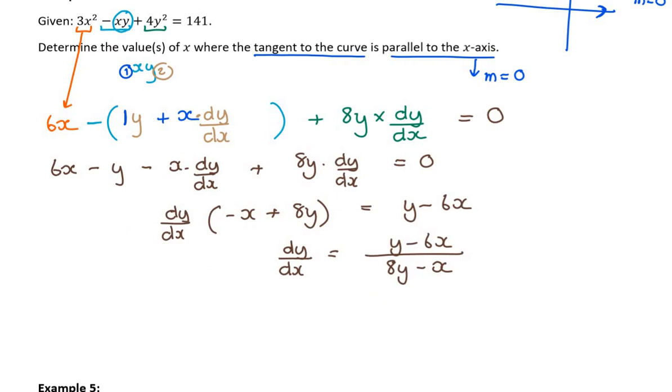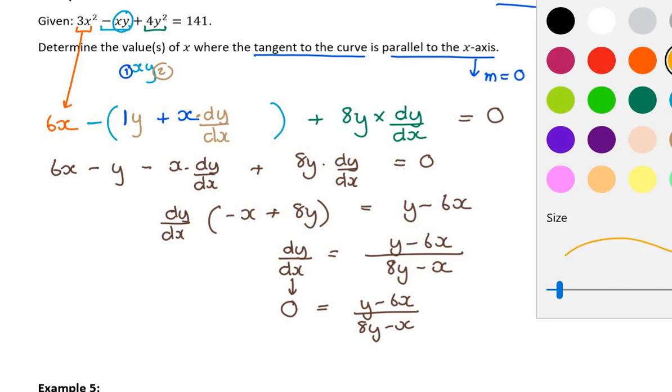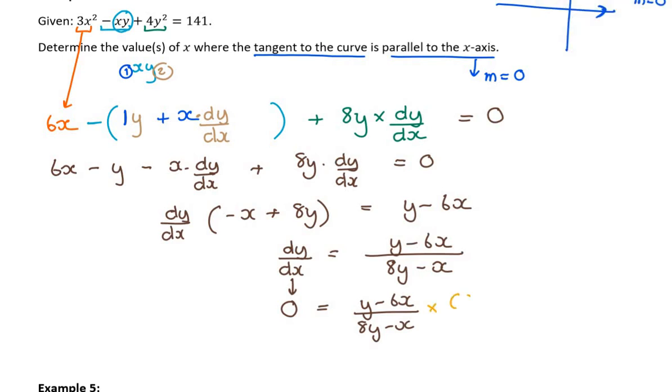The question was, when is it parallel to the x-axis, which would mean my derivative is 0. So 0 equals y minus 6x over 8y minus x, which means that if I multiply by this denominator on both sides, multiply by 8y minus x on both sides, it'll cancel. And actually, I'll get the fact that 0 must be equal to y minus 6x. So y must equal 6x.